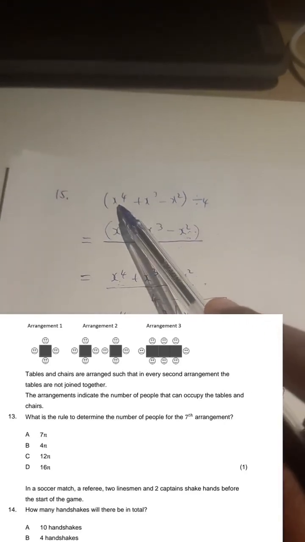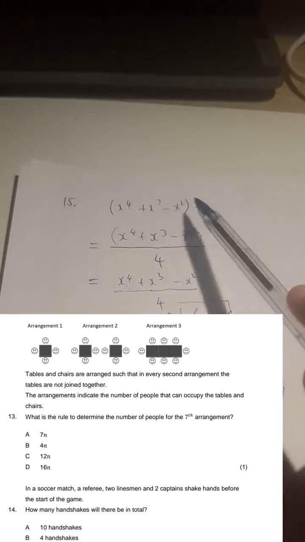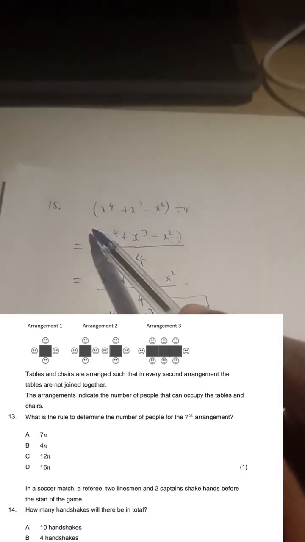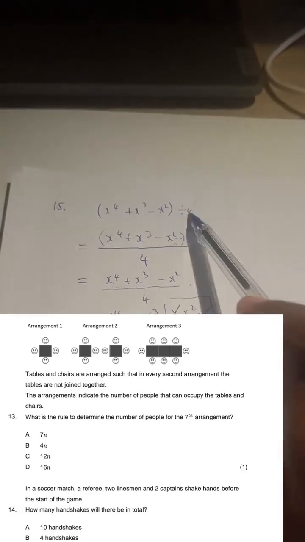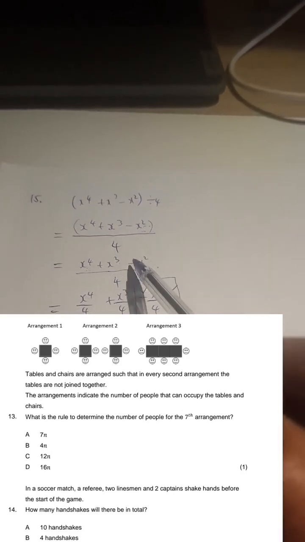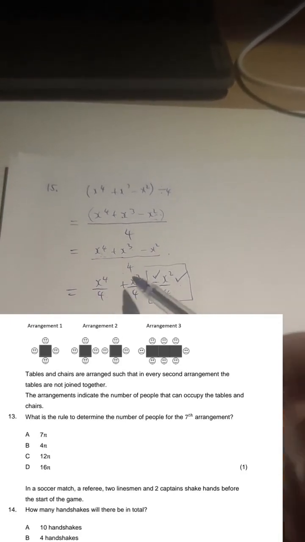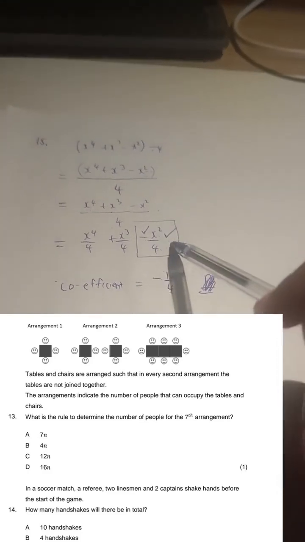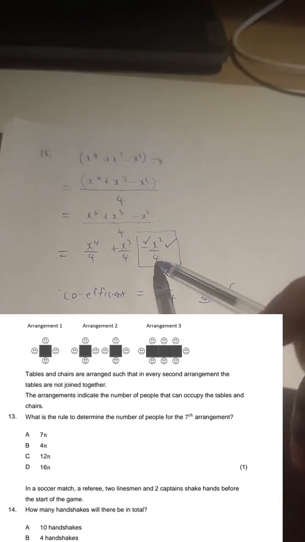We were able to take this expression, x to the power 4 plus x to the power 3 minus x to the power 2, all divided by 4, and rewrite it in fraction form. In the numerator we write this expression, divided by 4. Then we split the terms according to the common denominator, and then we identify the coefficient of the x squared term, which is -1/4.